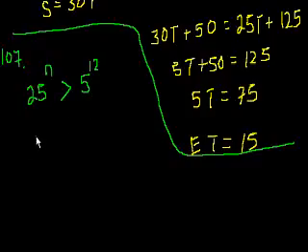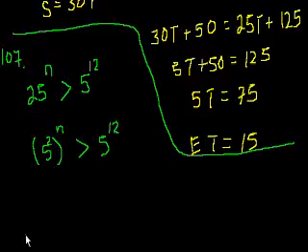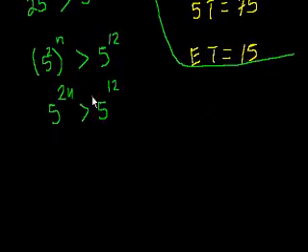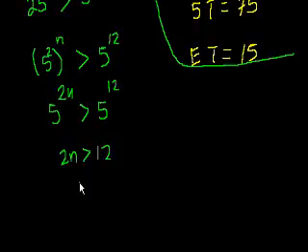This statement is equivalent to saying 5 squared to the n is greater than 5 to the 12th. And 5 squared to the n, that's the same thing as 5 to the 2n, is greater than 5 to the 12th. And this is going to be true when 2n is greater than 12, right? When the exponent up here is greater than the exponent up here. That's when it's going to be true. You divide both sides by 2, and you get n is greater than 6.